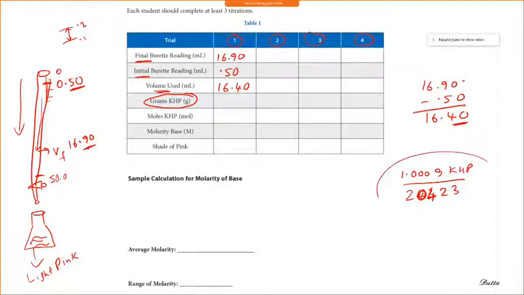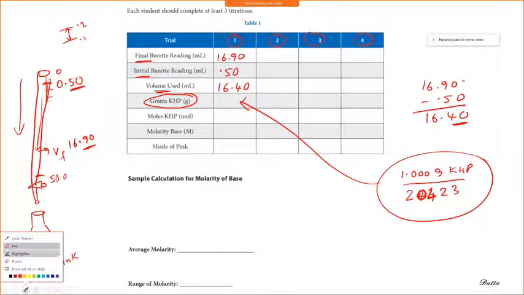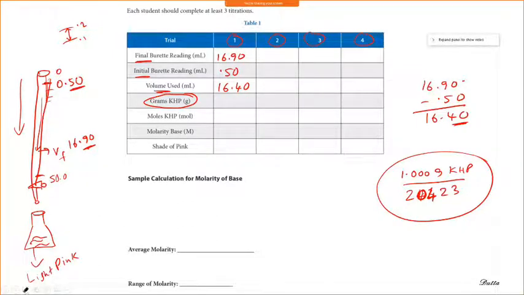Whatever number you get here, that goes here. First is grams, then the moles. And here it is 1.000 gram. So I know the number of moles. The number of moles of KHP equals moles NaOH from the equation, a 1:1 ratio.